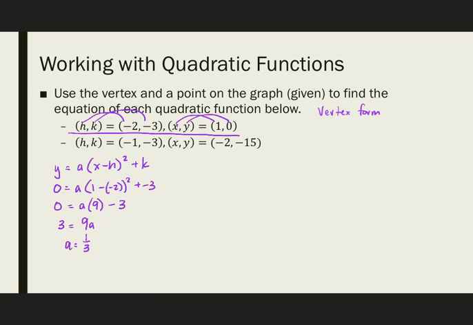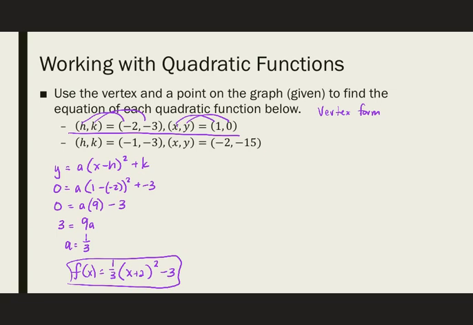Then all you have to do to have that equation at this point is rewrite it. So my equation, we're going to change it back to f of x, is 1/3 times x minus negative 2, so plus 2, squared, plus k, so minus 3. So you're going to use the numbers they give you and find a. Once you have a, you're just going to rewrite that equation so that you have the pieces you need. Now try the next one.